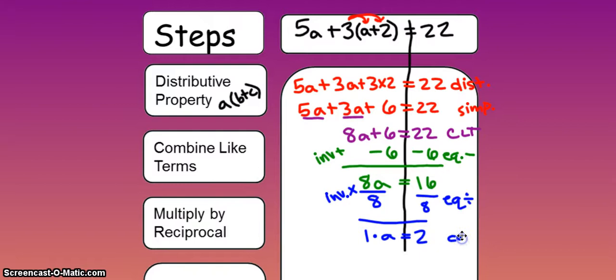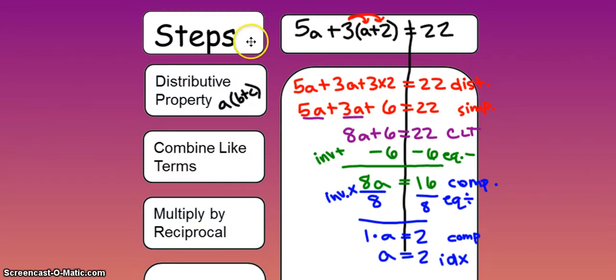It's computation. Oop, I forgot to label that up here. That's okay. We're getting there. Alright, 1 times A is A. A equals 2 because of our identity property of multiplication.